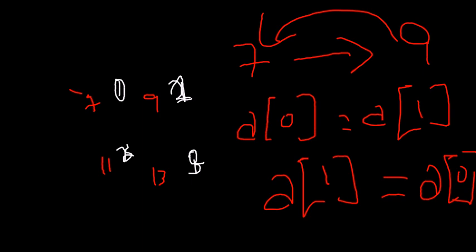I'll tell you why. When you write A0 is equal to A1, this 7 gets overwritten and 9 comes there. And when you write A1 is equal to A0, you're just rewriting this 9 over here. So what's the point of that? Which is why this is how you swap. You need to have an extra variable for that.